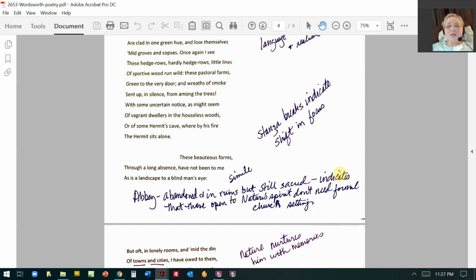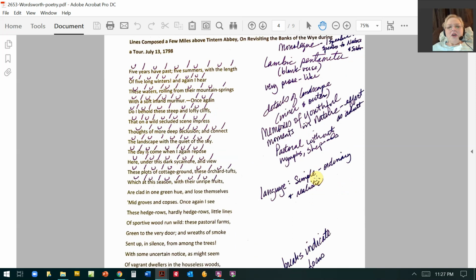So let's look at the beginning. At the beginning, he basically tells us that 5 years ago, he first visited this spot, right? And it's been a long 5 summers and 5 winters when he has been longing to revisit it again because his experience was so profound, right?